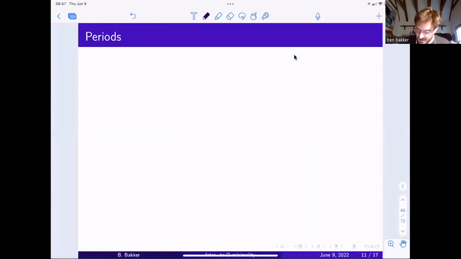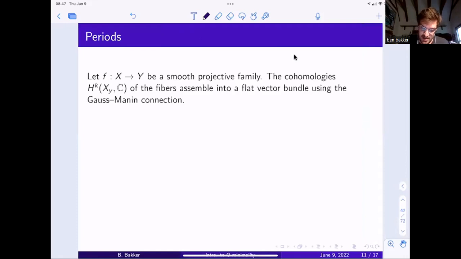Okay, so this applies to something that we in particular care about, namely period integrals and families of algebraic varieties. And that's as follows. So let's take a smooth projective family, X over Y. Then, as we know, the cohomologies of the fibers assemble into a flat vector bundle via the Gauss-Manin connection, right? Because topologically, a smooth projective family is locally trivial. The topology is not changing.